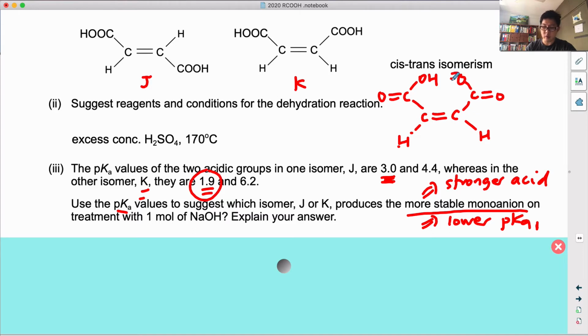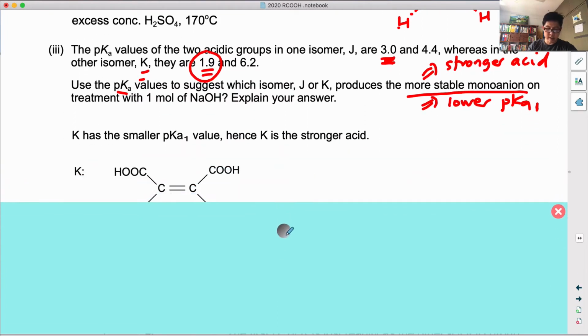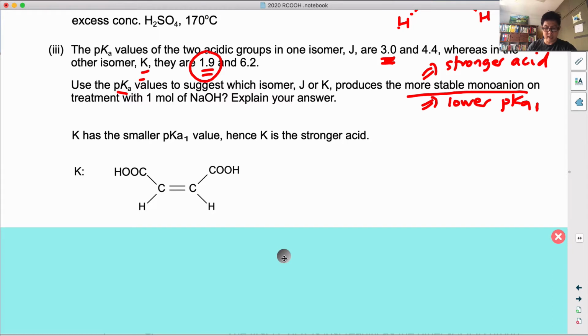Over here, you notice it will form what I call a hydrogen bond, but you can also call it ion dipole interaction, or intramolecular H bond. If it forms an intramolecular H bond, or ion dipole, this ion becomes more stable, so it can be formed more easily and it probably gives out more H plus. So it's going to be a stronger acid. Essentially, K has a smaller pKa value, hence K is the stronger acid. I think I've already answered the next part.